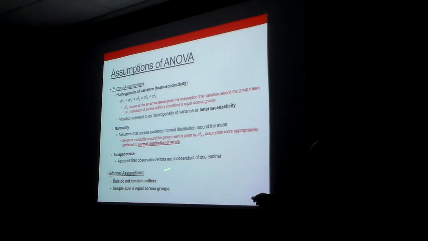Okay. Informal assumptions: that we don't have outliers, and that we have a relatively balanced design. Our classic calculations assume equal numbers of people within each cell. We can tolerate some differences. Actually, we can tolerate quite a big difference in terms of unbalanced design, but it starts to make things more complicated, and it starts to make our analyses less robust to different types of violations.